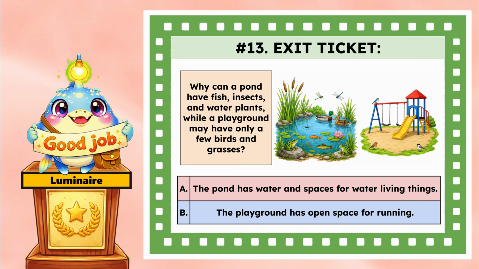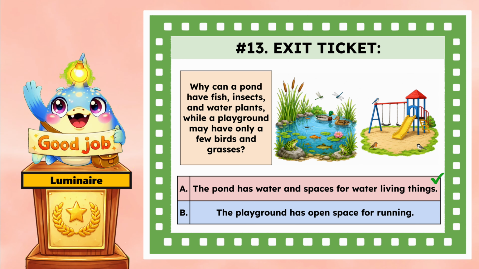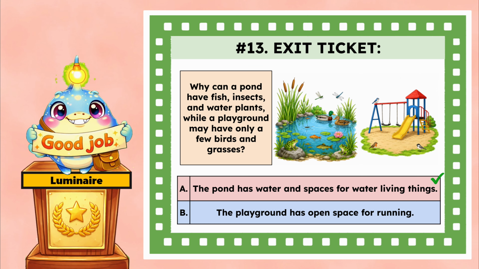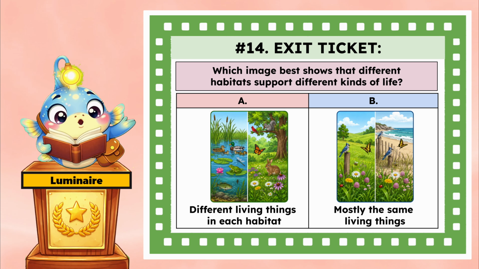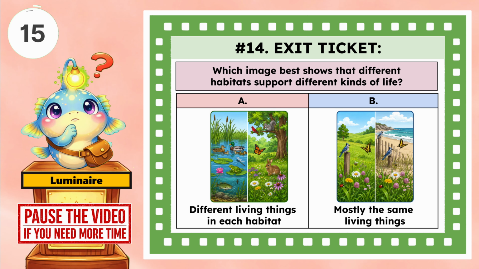And the correct answer is letter A, the pond has water and spaces for water living things. Which image best shows that different habitats support different kinds of life?